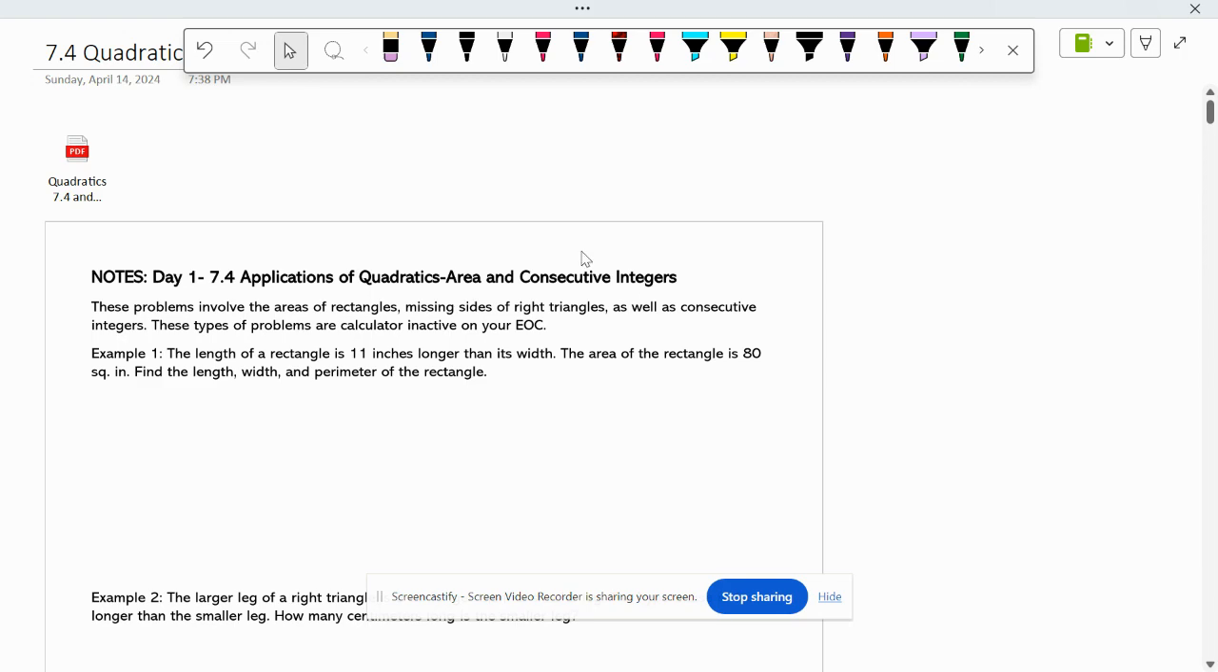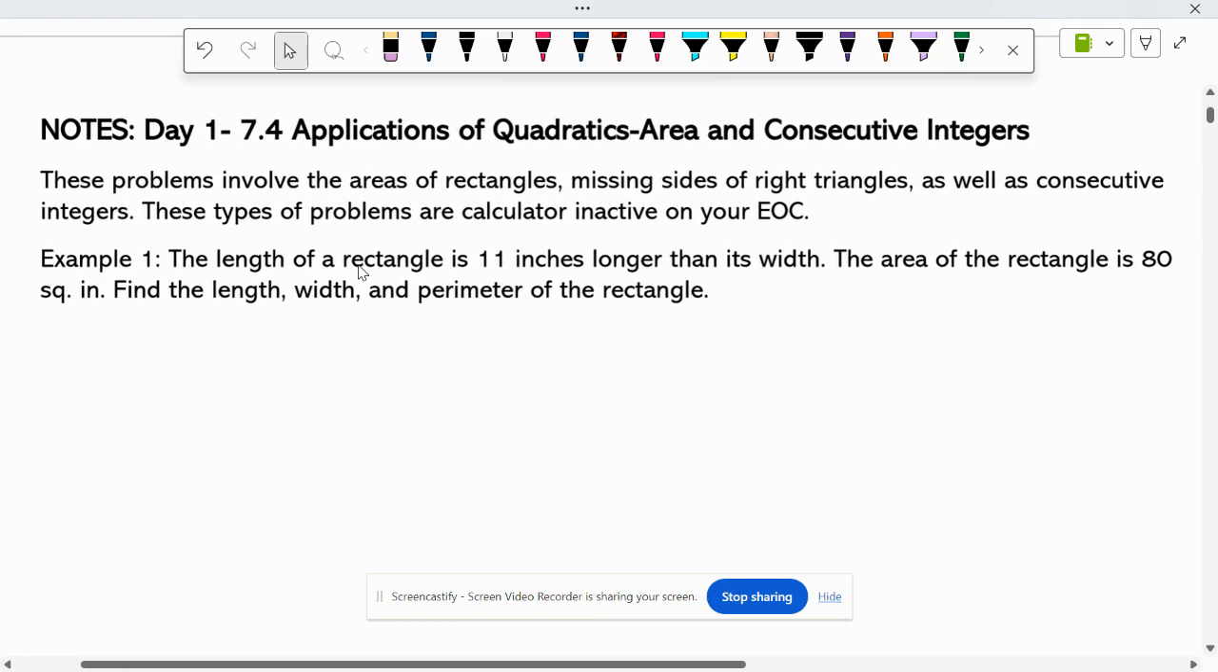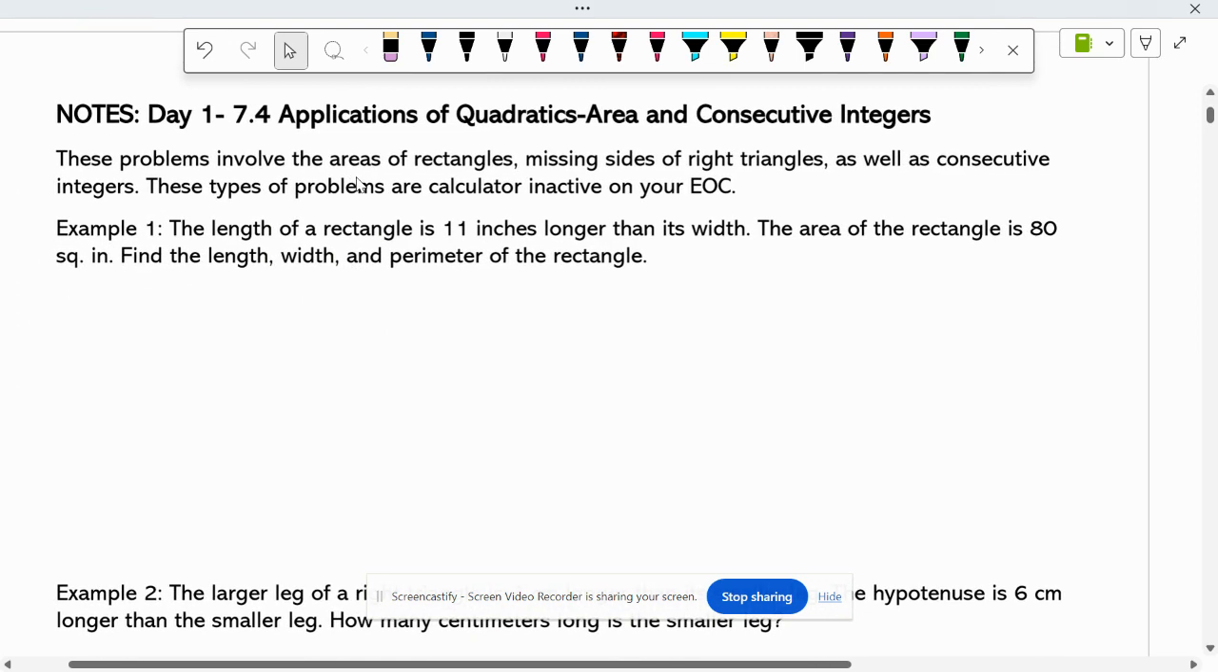To know that the roots or the solutions are where the graph crosses the x-axis. So it says these problems, the problems that we're going to do today, involve the areas of rectangles, missing sides of right triangles, as well as consecutive integers. These types of problems are calculator inactive on your EOC.